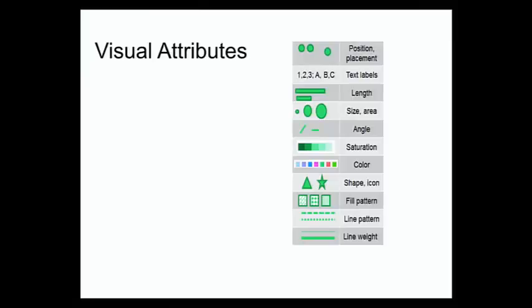When you're creating a data visualization, one of the first things you have to think about is you have to map your data dimensions to certain types of visual attributes. There are various visual attributes, going from position and placement, text labels, length, size, area, color, all of these things. When you're making a data visualization, there's a science behind using each one of these, and some are actually better than others, and that's the stuff that I'm going to talk about.